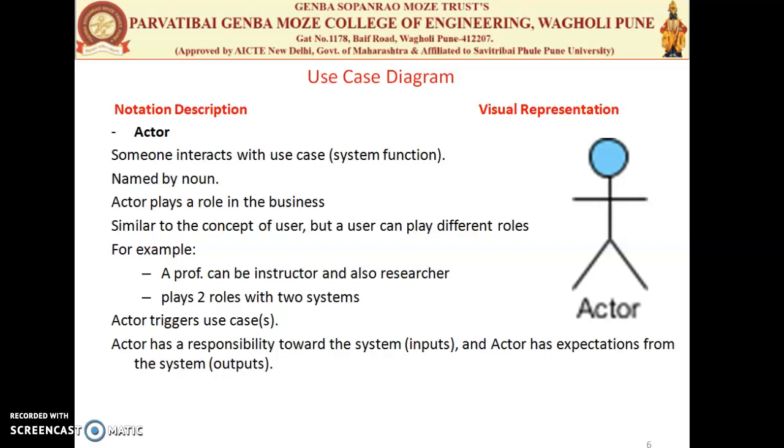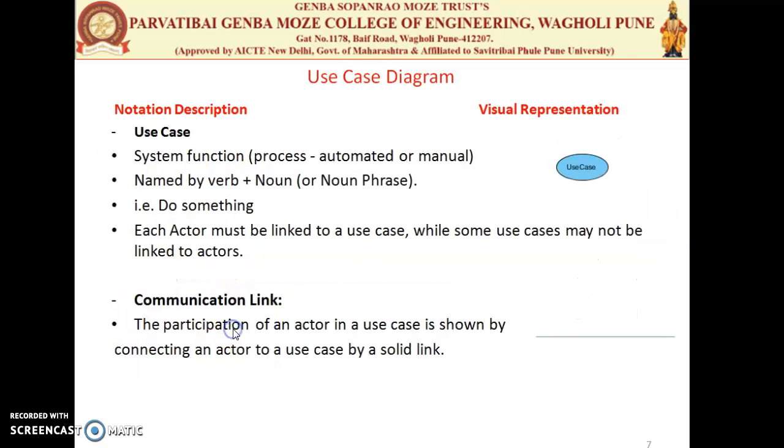If you take the example of the professor in the college, the professor may teach one subject, the professor may be a GFM, the professor may be a researcher, or the professor may be a HOD. So the actor plays different roles in the system. One actor may play different roles in the same system. So always remember this, and the primary actor always triggers the use case.